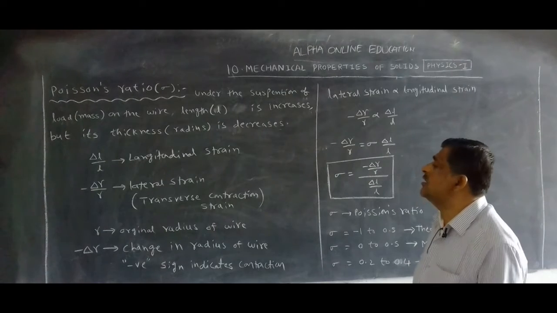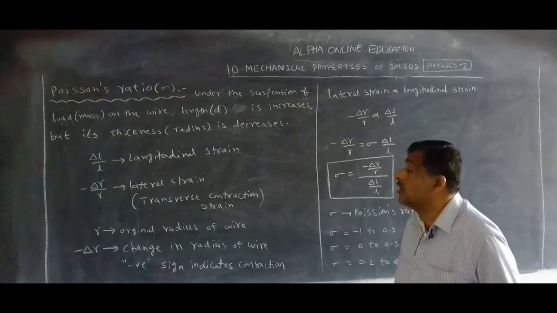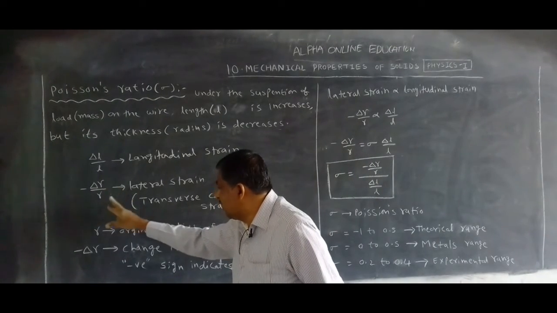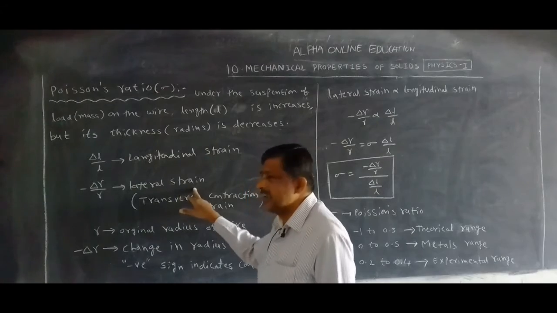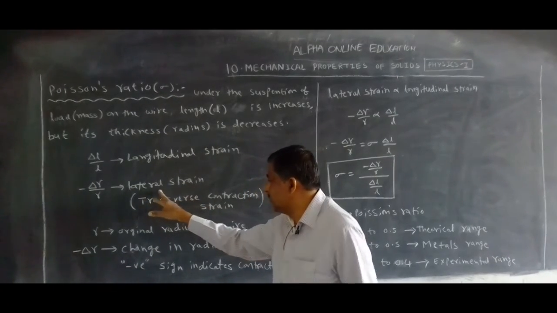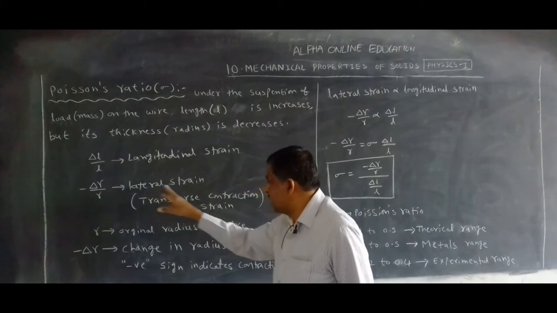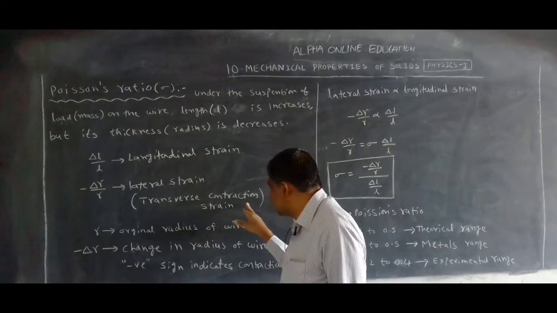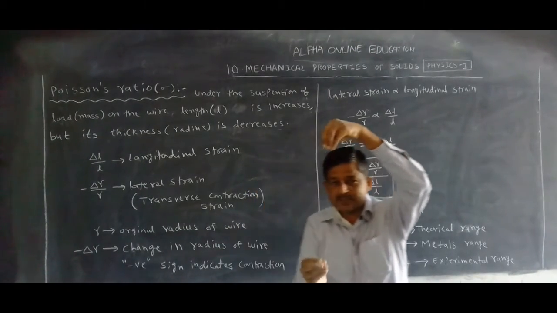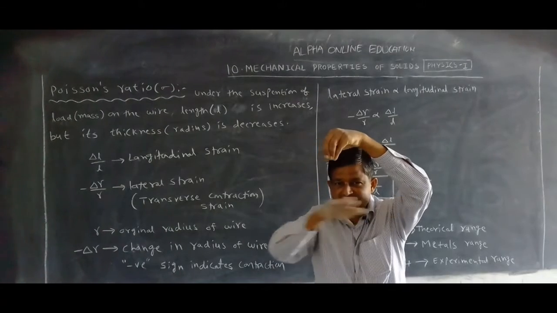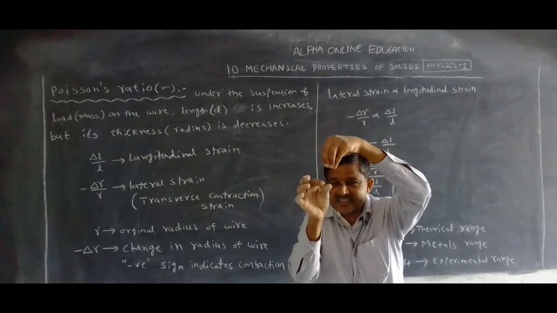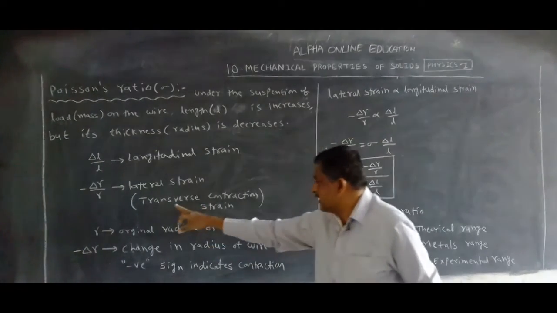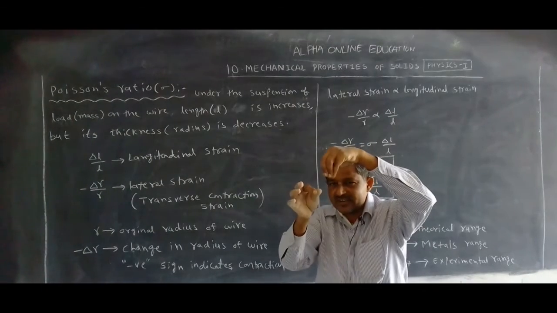We know that delta L by L is called longitudinal strain, but here another one, minus delta R by R, is called lateral strain, or also called transverse contraction strain. Why? When the mass is suspended, this is longitudinal, this is transverse. In the transverse direction, thickness or radius, what happened? It decreases. That's why contraction. This is transverse contraction strain.